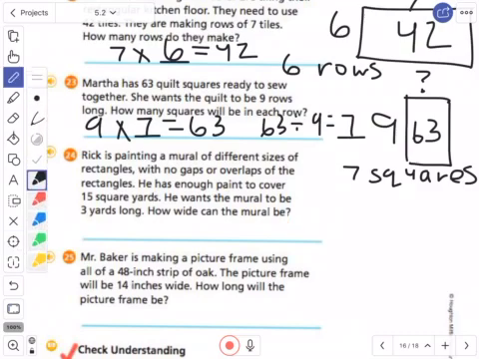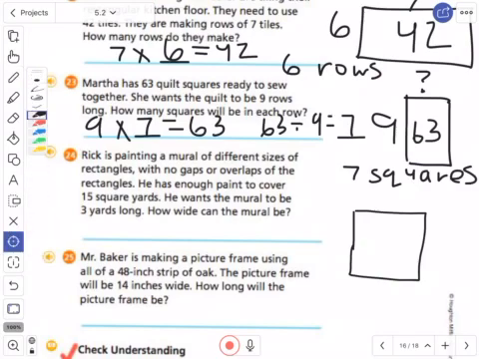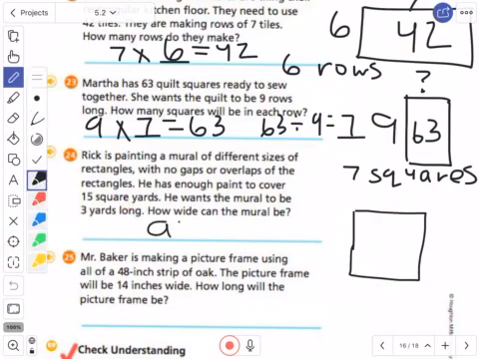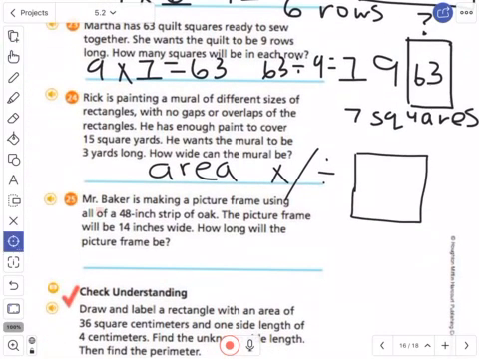Okay. So he wants it 3 yards long, and how wide is it going to be then? So I'm going to draw my rectangle here just to help. Well, he has enough paint to cover 15 square yards. It says square there. So that means it's going to be an area problem. So for number 24, as you're trying to do that, just know it's area. So it's going to be multiplication, division. So try number 24.